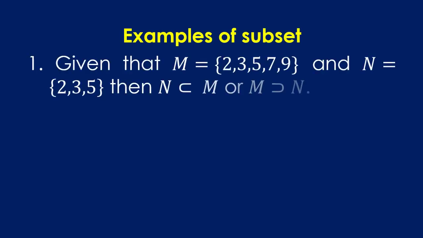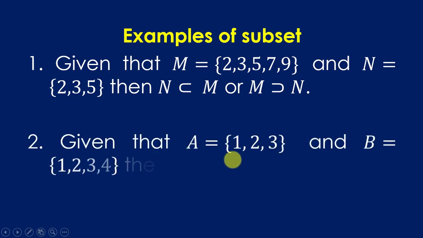Now let's look at examples of subset. Number 1, given that M is equal to 2, 3, 5, 7, and of course 9, and N is a set of elements 2, 3, and 5, then we can simply see that all the elements of N are members of M. Right? So that implies that N is a subset of M, or M is a superset of N.